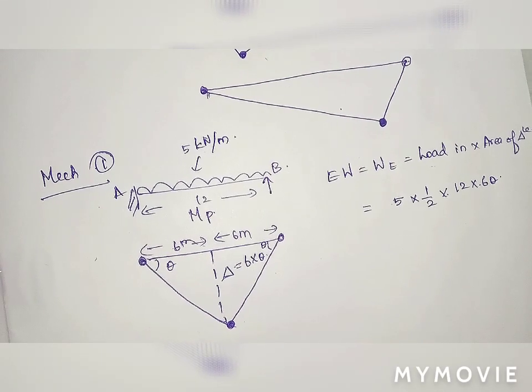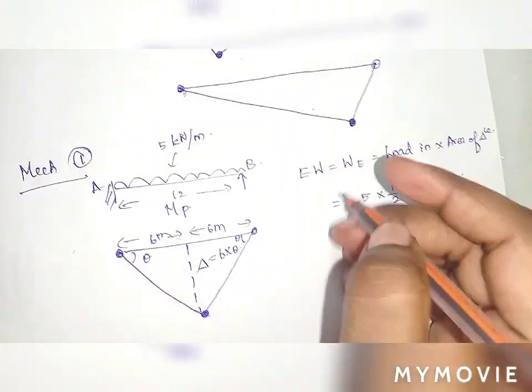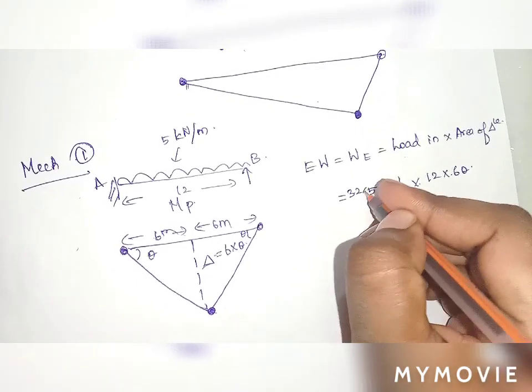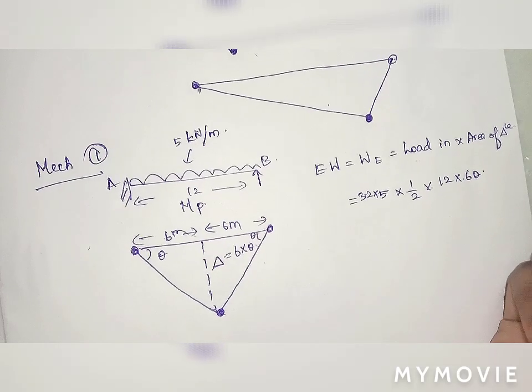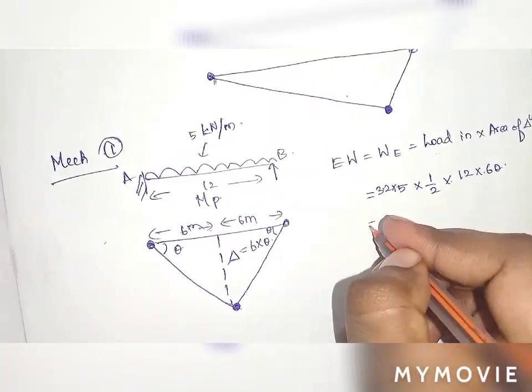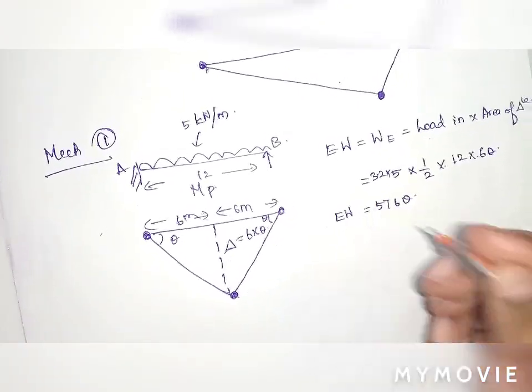In the question we have already seen that the load factor is equal to 3.2. So wherever you use the load, we have to multiply it by 3.2. So 3.2 into 5 into 1 by 2 into 12 into 6 theta will give you the answer as 576 theta, which is the external work done.